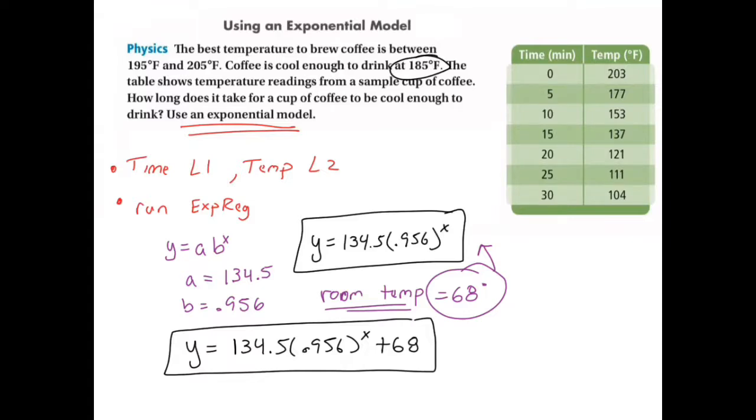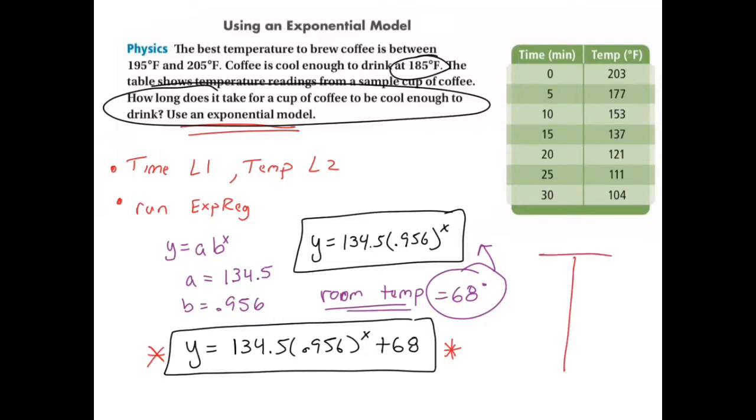But then the question asks, how long does it take before your coffee is cool enough to drink? So what you're going to do is put this equation into your calculator, and look at the table, and you're essentially looking for the point where you see your y value equal to 185 degrees, or somewhere in that range. So on your graphing calculator, you're going to put this on the y1 line, this part, and you're going to look at the table.